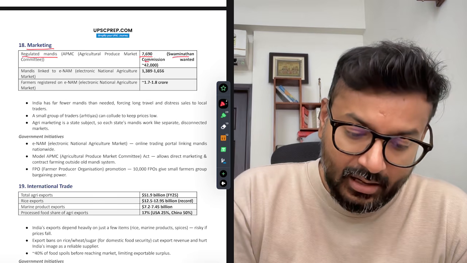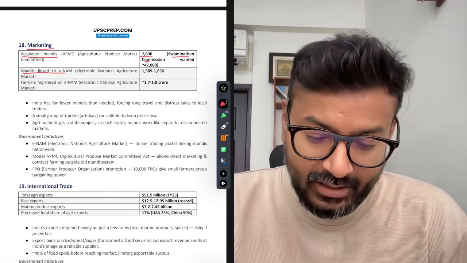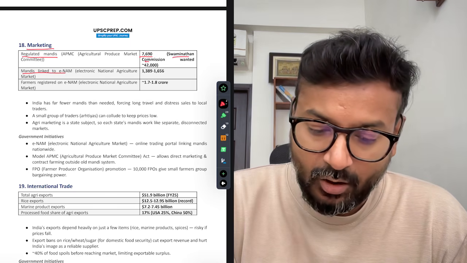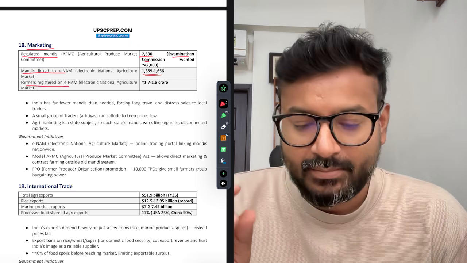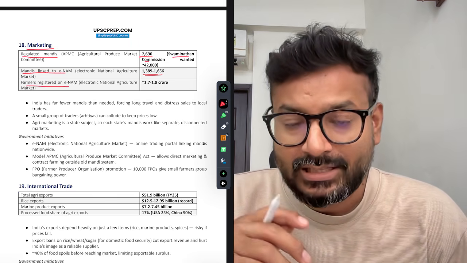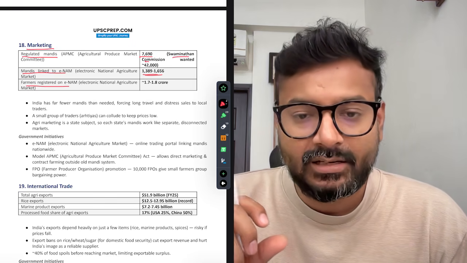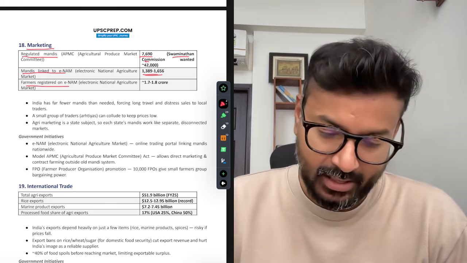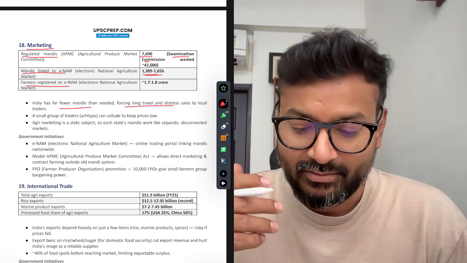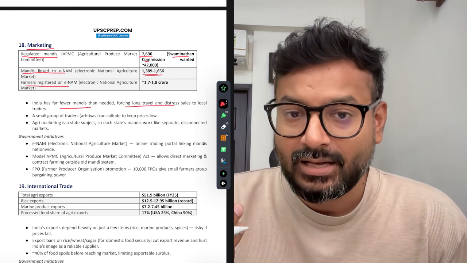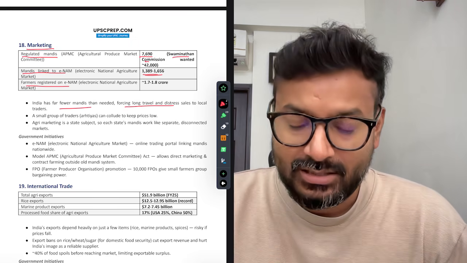The number of mandis linked to eNAM, the Electronic National Agriculture Market, is around 1,400 to 1,600, and the farmers registered at eNAM are around 1.7 to 1.8 crore. So still not many farmers are linked to eNAM, and they still auction their produce in a regular APMC mandi. India has far fewer mandis, and therefore this forces long distance travel and distress sale, because farmers also have to sell off their produce quickly. They cannot sit out and wait for prices to increase.